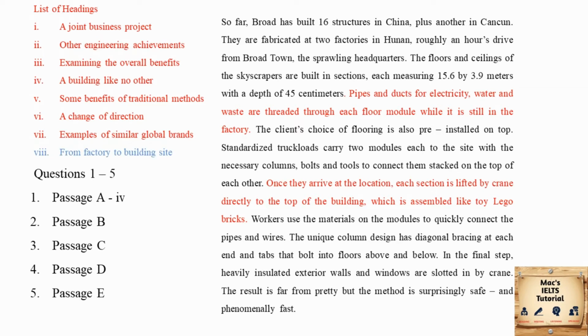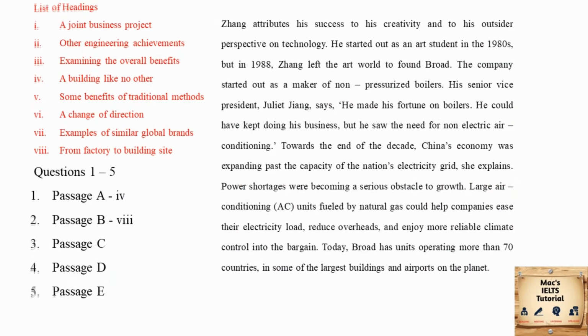Next, we shall have a look at paragraph C. Zhang attributes his success to his creativity and to his outsider perspective on technology. He started out as an art student in the 1980s. But in 1988, Zhang left the art world to found Broad. The company started out as a maker of non pressurized boilers. His senior vice president, Juliet Jiang, says he made his fortune on boilers.